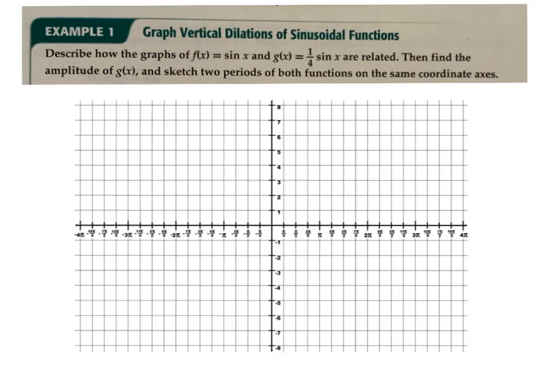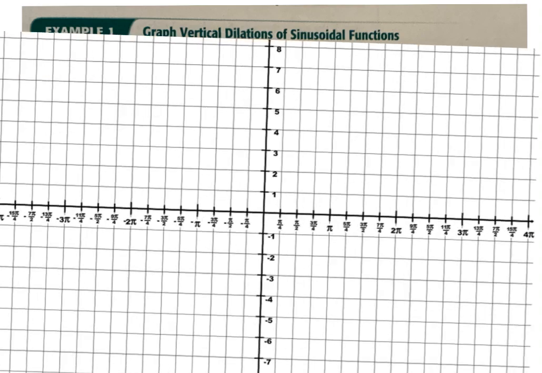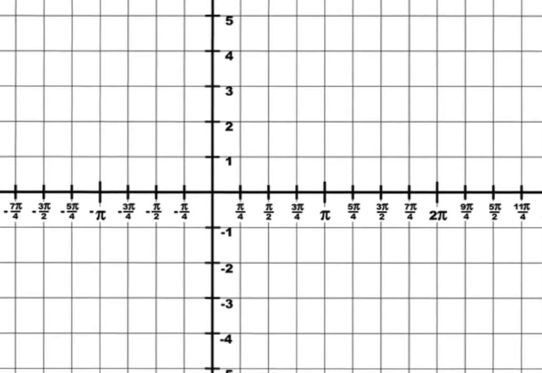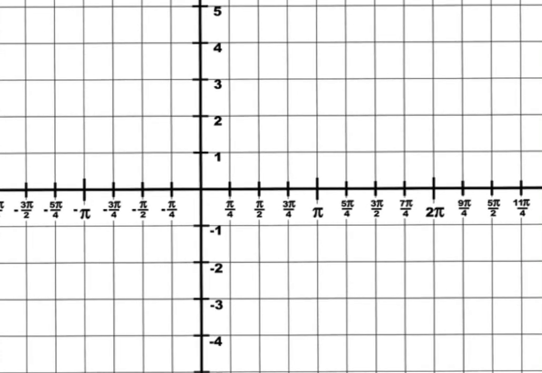All right? They want me to graph sine of x and graph 1/4 the sine of x. So I'm going to zoom in, and I'm only going to do one cycle here. So for my standard sine function, I'm going to start at 0. At 1/4 of the way through, pi over 2, I'm going to be at 1. At pi, I will be at 0. 3 pi over 2, negative 1, and 2 pi back at 0. That's my standard sine function right here. Of course, it keeps going that way.